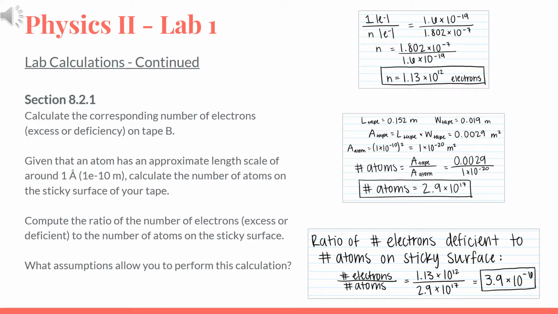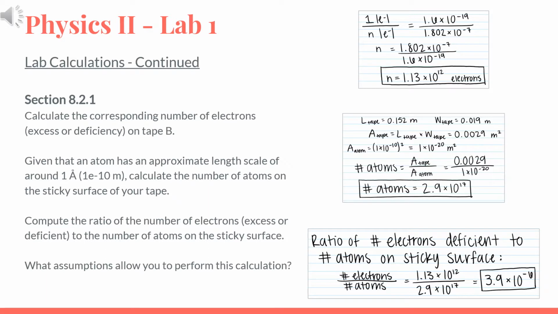Using the length and width of a piece of tape, I calculated the surface area of the sticky side of the tape. Squaring the length factor of one atom gives the surface area of an atom. Dividing the surface area of the tape by that of one atom yields the number of atoms on the sticky side of the tape, which is 2.9 times 10 to the 17th. The ratio of electrons deficient to the number of atoms on the tape's surface is determined by dividing those two numbers, which yields 3.9 times 10 to the negative 6th.